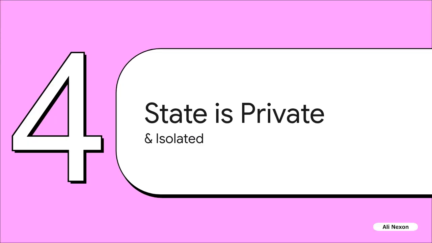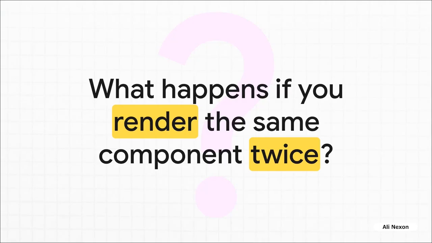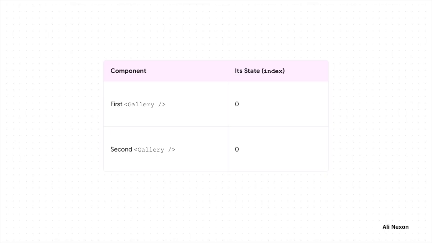All right, but there's another superpower that state has, and it's a big one. It's the fact that state is completely private and isolated. It belongs to one component and one component only. To really see this in action, let's just ask a simple question. What happens if we put two of our gallery components right next to each other on the same page? Do they share their memory? Do they get confused? And the answer is a big, fat no.